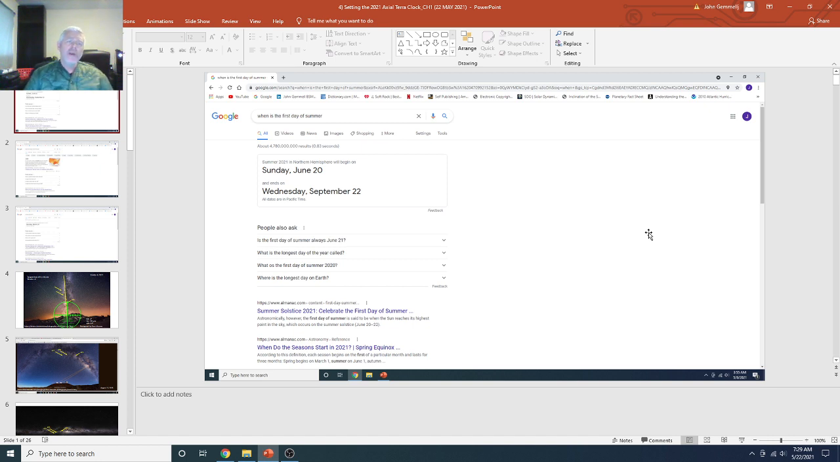But you see, just like our equinoxes change and our solstices change and things of this nature, the axial terra clock would change. It doesn't really change a lot, I don't believe, but it does change. So 2010, I just used as the base model.